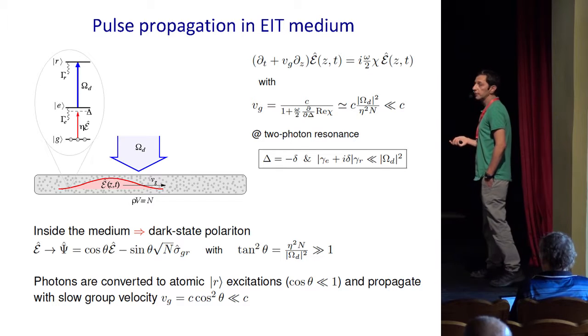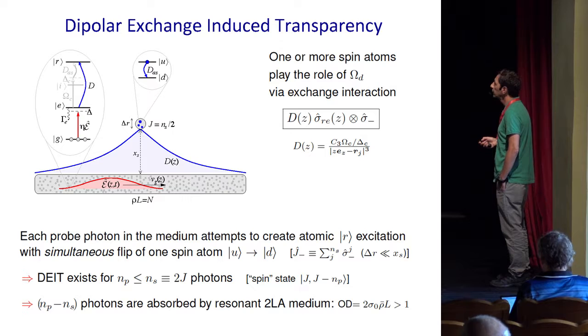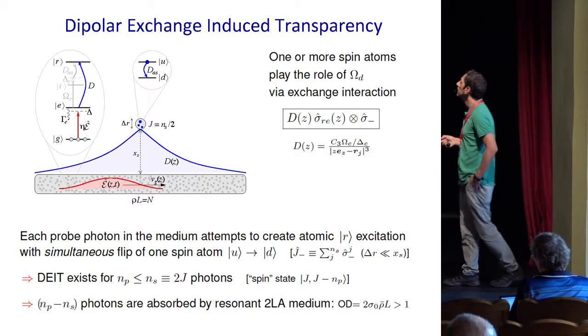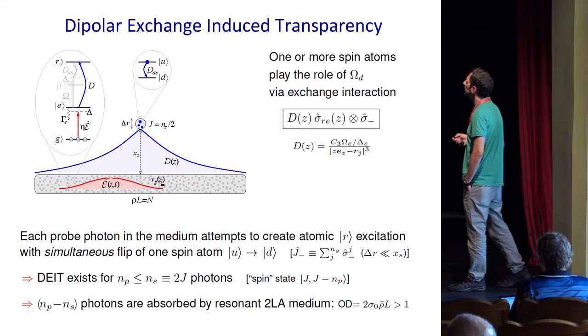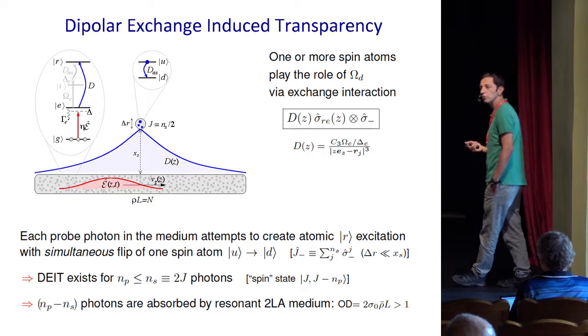Yeah. So that's the essence of the EIT. And now let me do a little trick. Let me replace this driving field in the EIT by a dipole-dipole exchange interaction. Now this is supposed to be the same atom I was showing you before. So let me replace the driving field by a dipole-dipole exchange interaction with something.